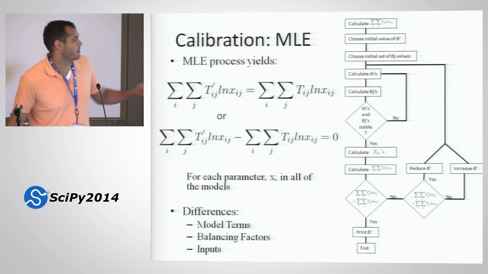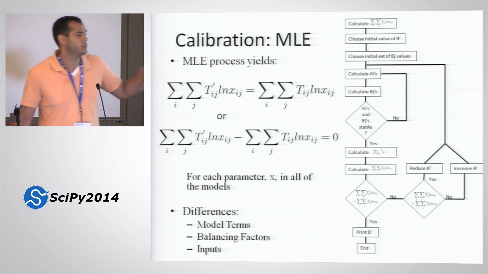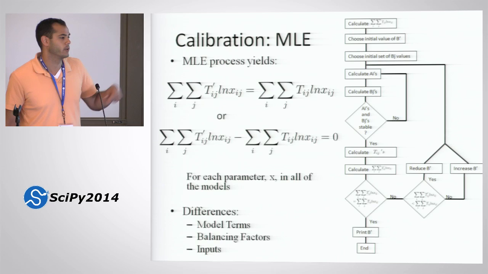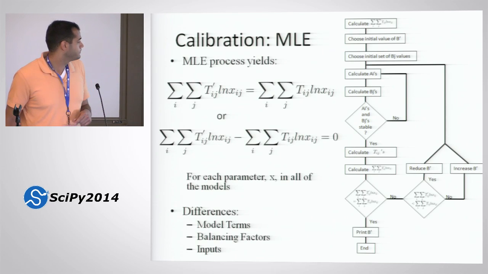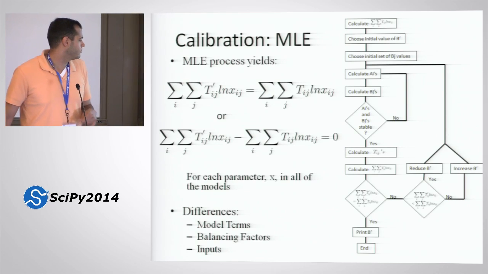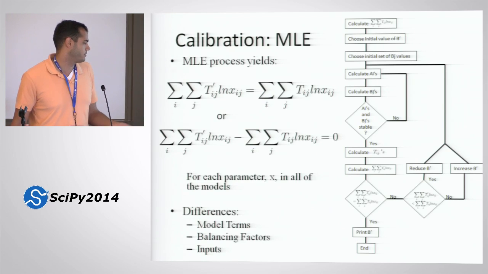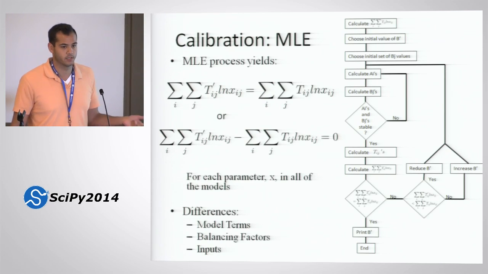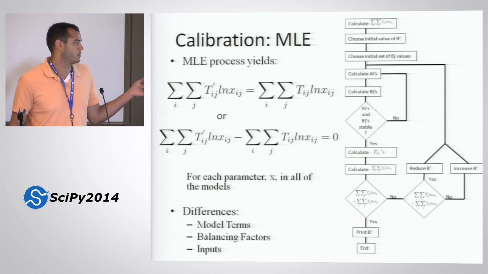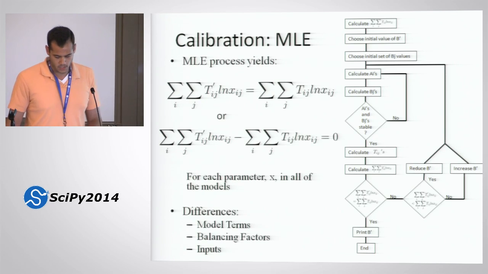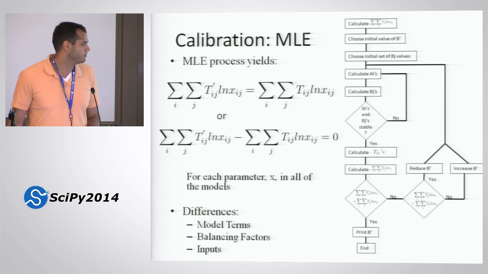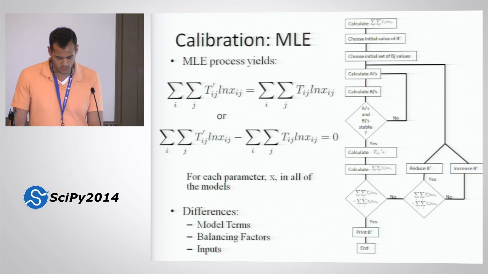I'm not going to go over this flow chart, but this would be the sort of algorithmic flow to calibrate a doubly constrained model. I just wanted to note that for each of the changing model terms or balancing factors and varying inputs to different applications, that algorithmic flow can change. So it can be quite complex depending on which model you want to run.